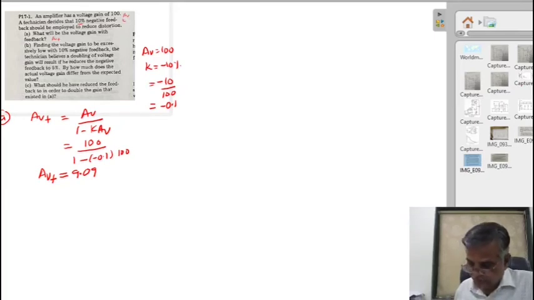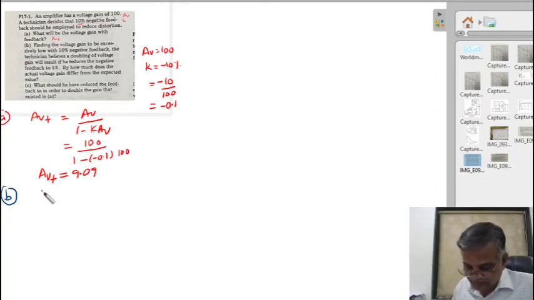Look here. Try to understand what the question B is. Finding the voltage gain to be excessively low with the 10%. So when you apply the negative feedback 10%, you find that this is too low. So the technician believes that let us double the voltage gain, keep the voltage gain double and also give the 5% negative feedback. So you will get your expected one. So let us see how much the expected one is.